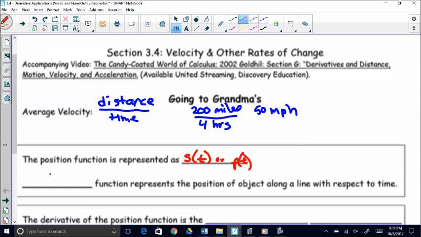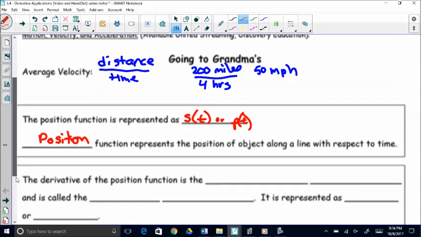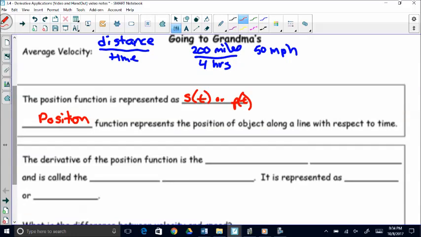And the position function represents the position along a line with respect to time. It kind of tells us how far away from 0 we are. Position tells us where we're located. So the derivative of the position function, that's the instantaneous velocity. And that's what we're really looking for when we want to know the velocity at a certain moment in time. So that's the instantaneous velocity, and we call that the velocity function.